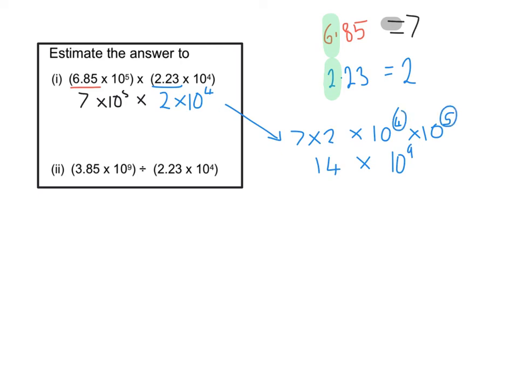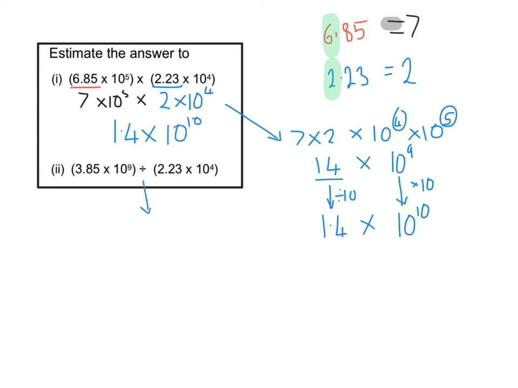That's not in standard form though. It needs to be a number between 1 and 10 here, so I'm going to divide by 10 here, which means that I need to counteract that because I need to make sure it's still the same value. So if I've divided by 10 there, I'm going to counteract that by times-ing this one by 10. 10 to the power of 9 times 10 would be 10 to the power of 10. So for this one, we've got 1.4 times 10 to the power of 10.